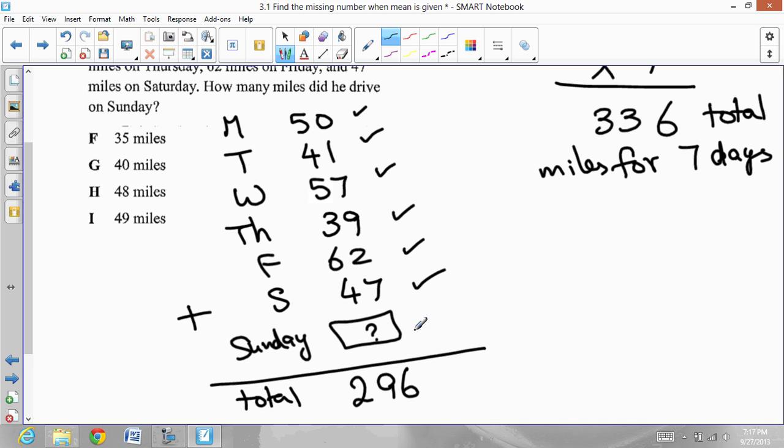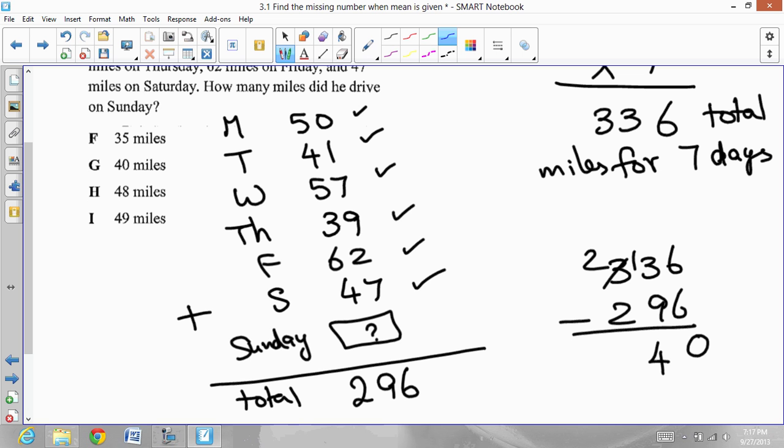You want to find for the 7th day. So take your total 336, subtract 296. 6 minus 6 is 0. 9 you cannot take from a 3. Let's borrow. That becomes a 2 and a 13. 13 minus 9 is 4, so 40. Which basically means on Sunday he has to drive 40 miles, which in this case is G.